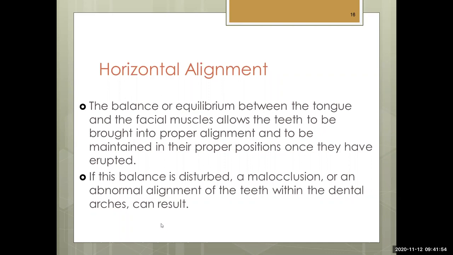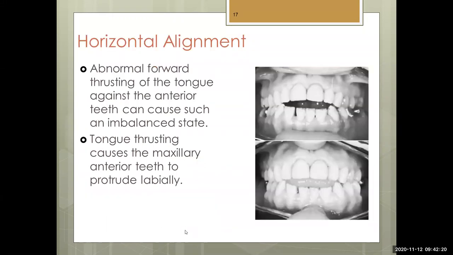You're going to have an open bite. The thumb will cause those anterior teeth to flare. Tongue thrusting does the same thing. If you've got an abnormal swallow and the tongue is pushing on the lingual of those anterior teeth, the same thing is going to happen as if you were a thumb sucker. Boy, that was hard to say. So this is an open bite. All right, abnormal forward thrusting of the tongue against the anterior teeth can cause that imbalance.